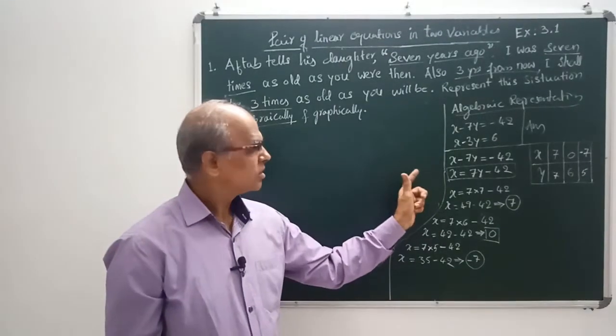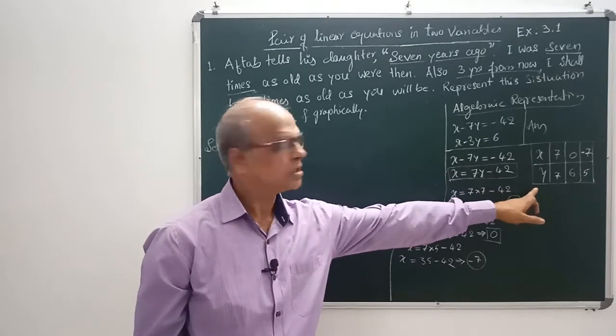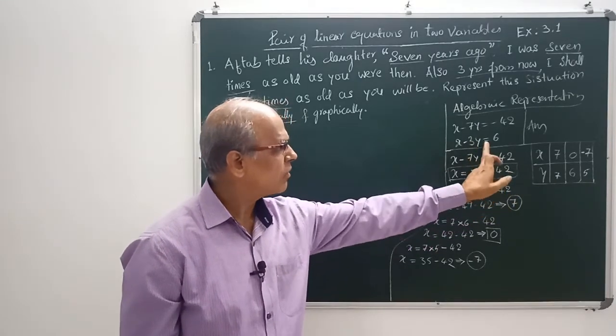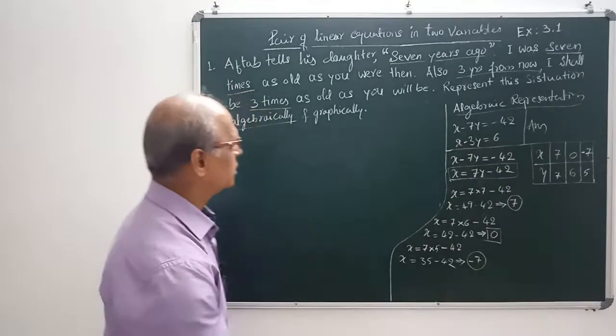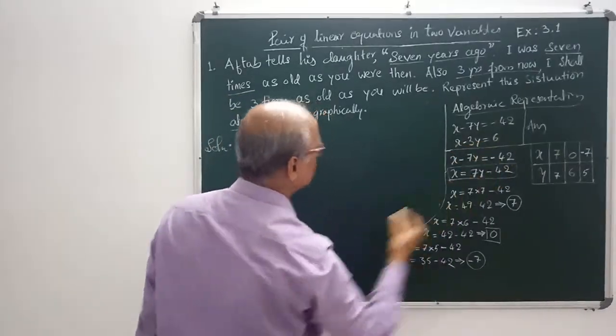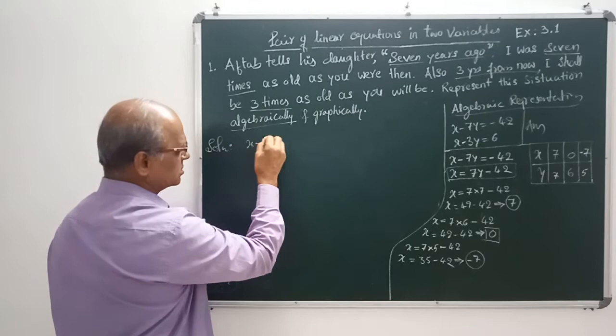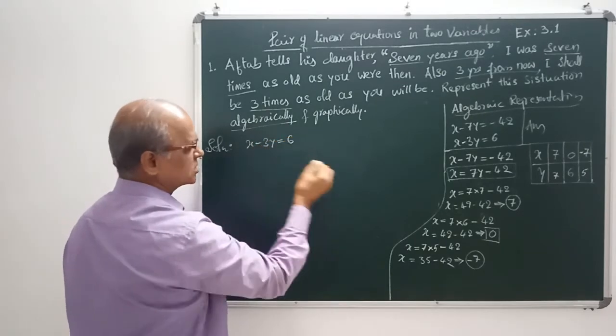Okay, see here. The first table is ready with the first equation. Now I will consider the second equation and make one more table. Right. So what is this? x minus 3y is equal to 6.